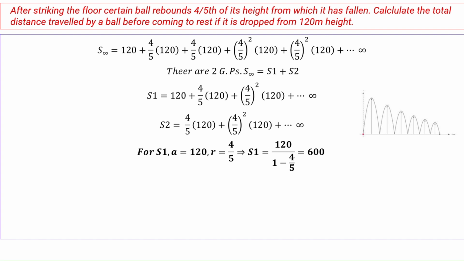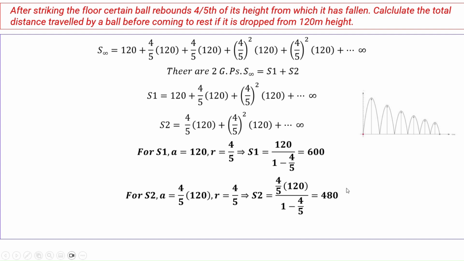For s1, a equal to 120, r is 4 by 5, so I'll get s1 equal to 120 by, since it is an infinite series, because the ball will take so many steps to reach the ground and it will keep rolling, so we should consider this as infinite steps. So 120 by 1 minus 4 by 5, which is 600, and for s2 it is 480 if you solve it. So the sum is s1 plus s2, that is 1080 meters the ball will travel before coming to rest.